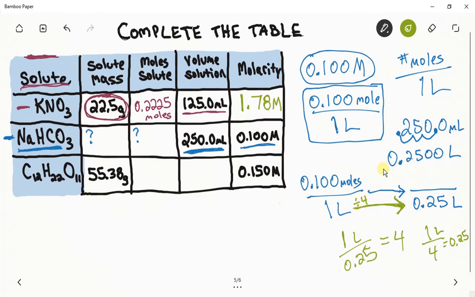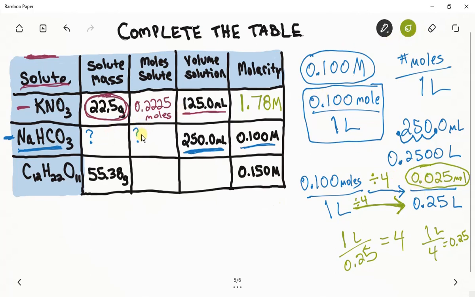And what we do on the bottom, we need to do on the top. So we're going to divide this 0.100 moles by 4. If you divide 0.100 moles by 4, what are you going to get? You're going to get 0.025. So that's 0.025 moles of sodium bicarbonate, or baking soda. So the number of moles of the solute that you have is 0.025.